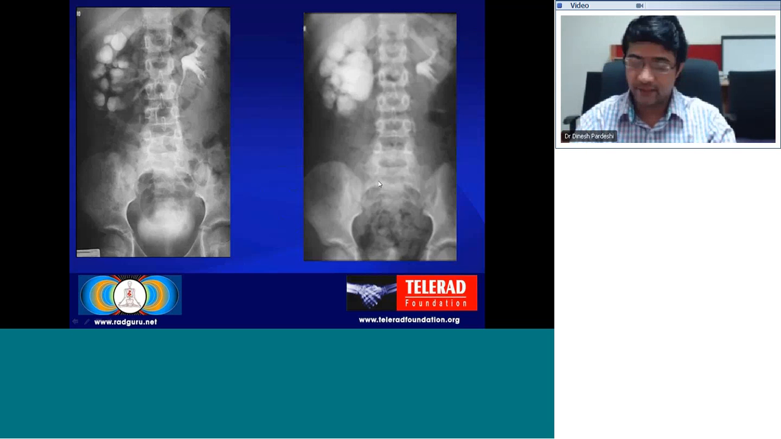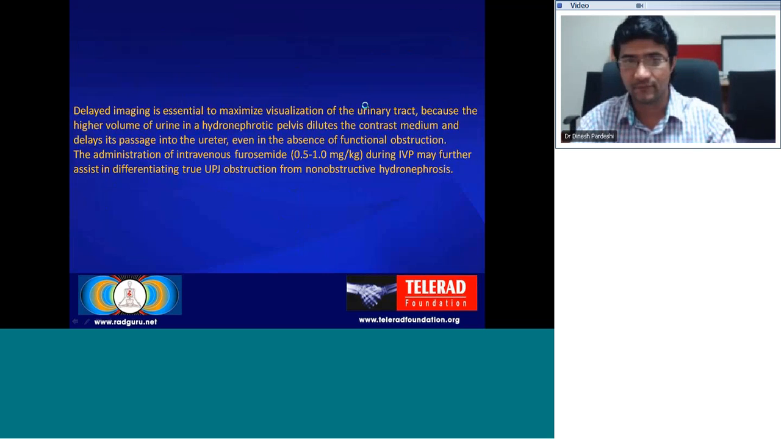Sometimes in cases where we are doubtful whether this is a PUJ obstruction or some other extrarenal pelvis or some other pathology, in this case also, diuretic urography is very helpful, after giving the furosemide and obtaining the film. If the dilatation worsens, then it says that there is a functional obstruction at the PUJ. And if the dilatation diminishes or goes away, then it indicates that it is not due to PUJ obstruction but some other pathology. So delayed imaging is essential in these cases.